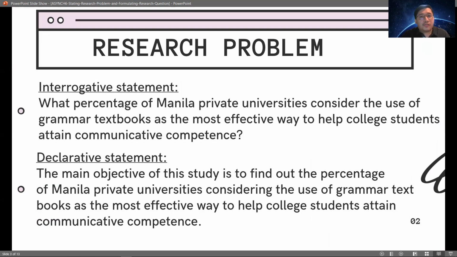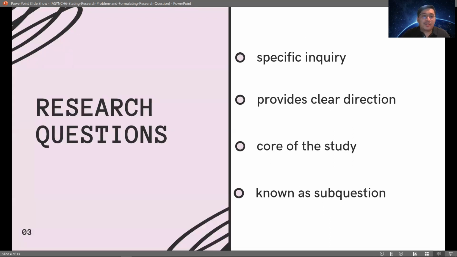When you construct your research problem, you choose from two formats. You can write your research problem in an interrogative format. If you're going to use this format, you have to write your research problem in a question format. Or you can use the declarative format. If you're going to use a declarative format, expect that you have to write your research problem in a declarative manner. Let us proceed with the research questions.